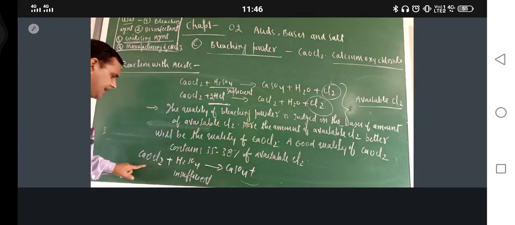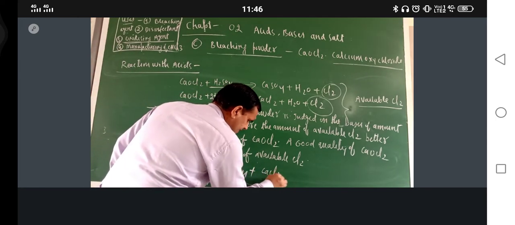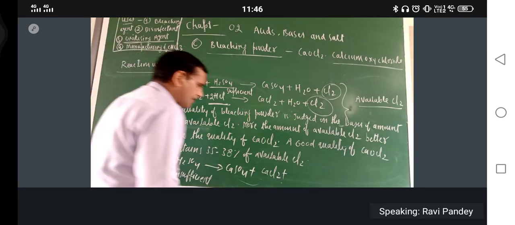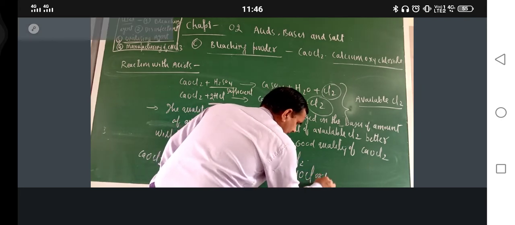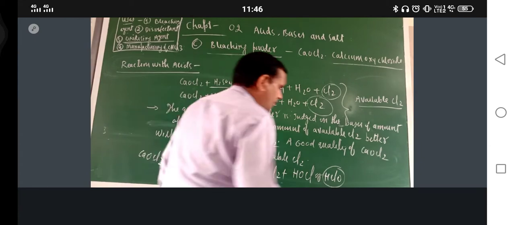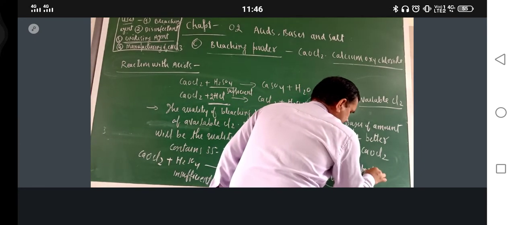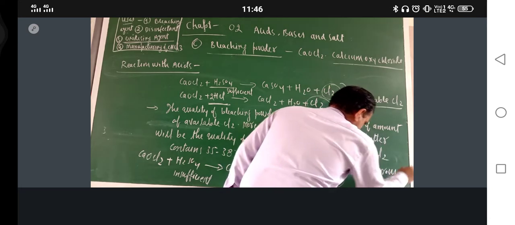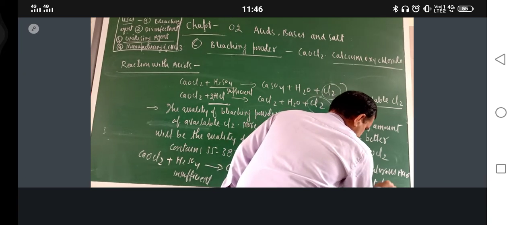So what is this one? CaSO4 plus CaCl2 plus HOCl or HClO. This is hypochlorous acid. Hypochlorous acid is unstable.